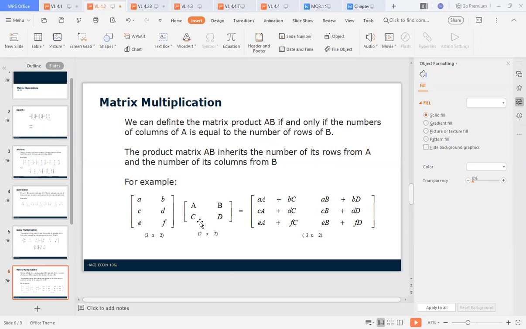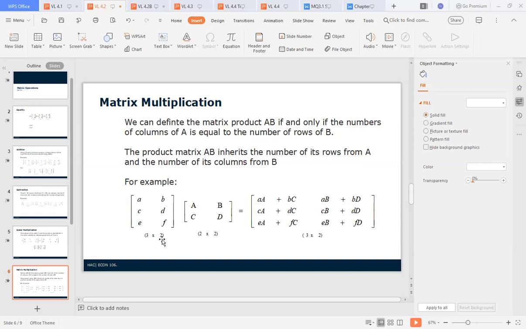So what is the conformability condition here? The conformability condition states that the column dimension of the lead matrix should be equal to the row dimension of the lag matrix. Let me repeat. The conformability condition in order to perform matrix multiplication is that the column dimension of the lead matrix should be equal to the row dimension of the lag matrix.